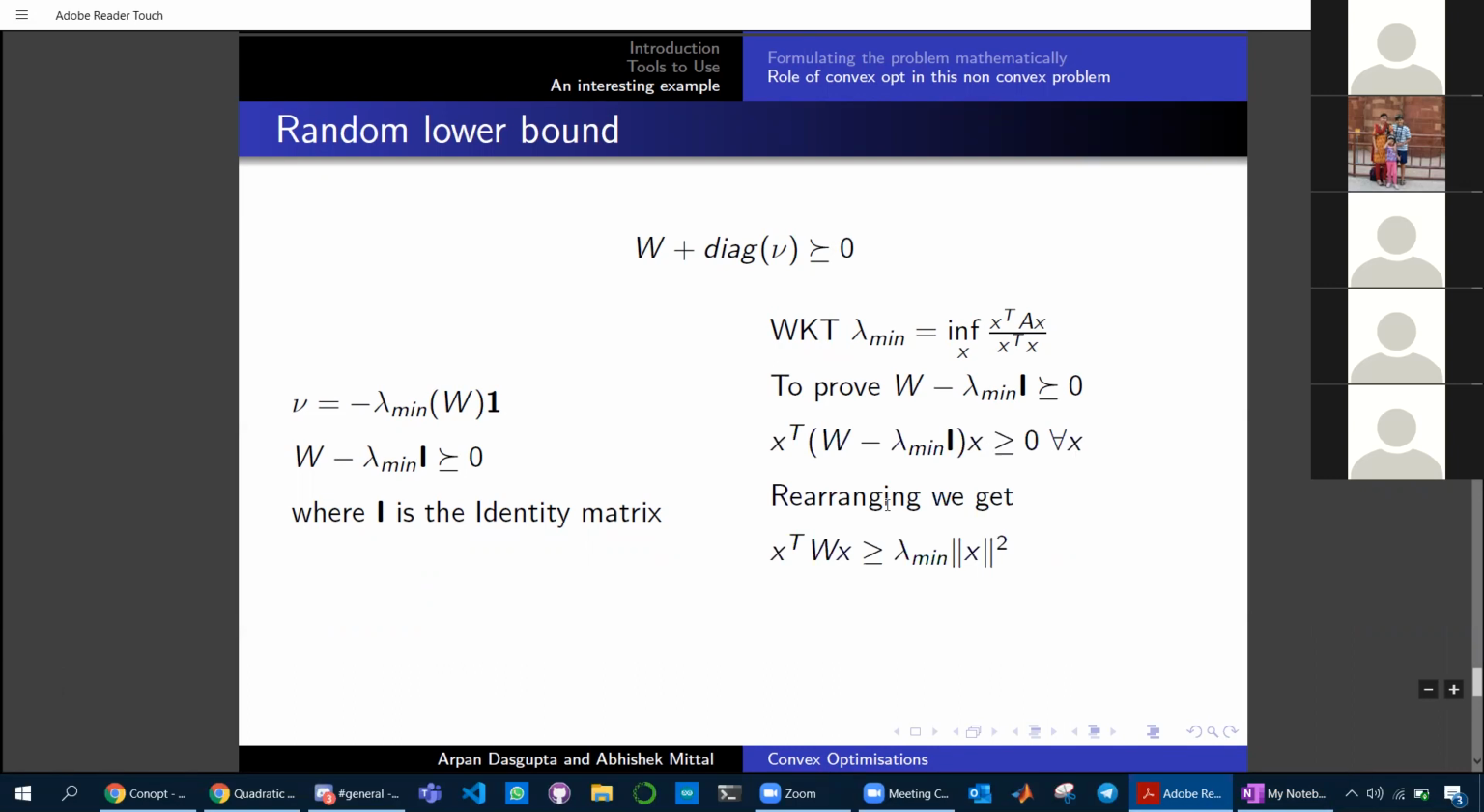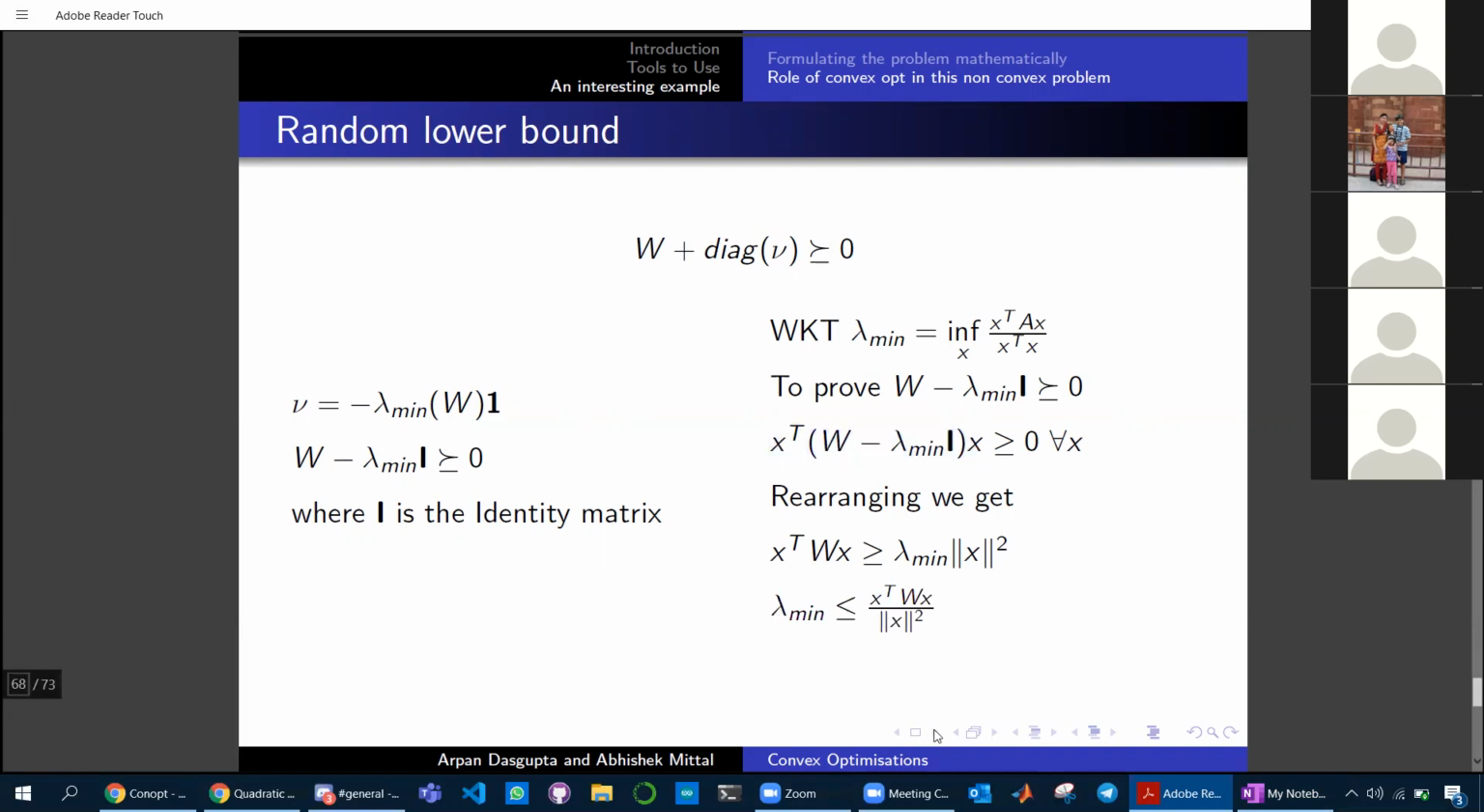So if we do some rearranging, we end up with x transpose Wx being greater than or equal to lambda min times the norm squared. And from this I get lambda min is at most x transpose Wx divided by the norm squared. This is actually a known property, so my assumption that W minus lambda min I was positive semi-definite at this step is actually true.